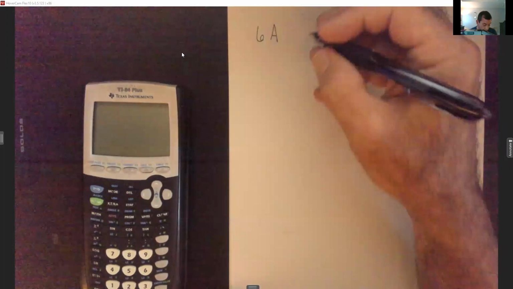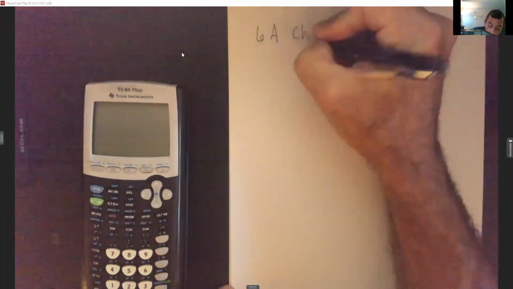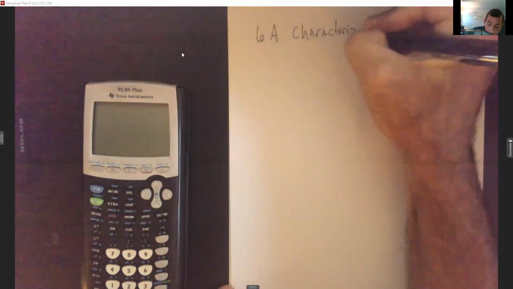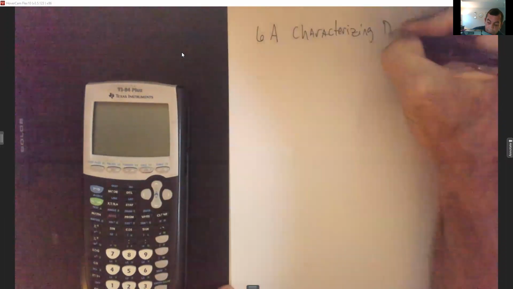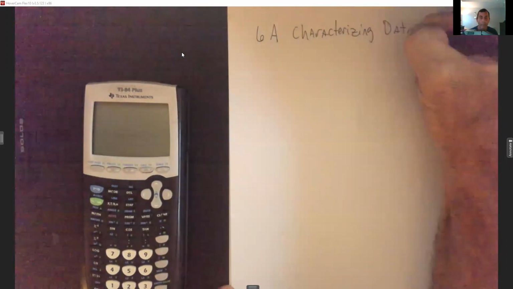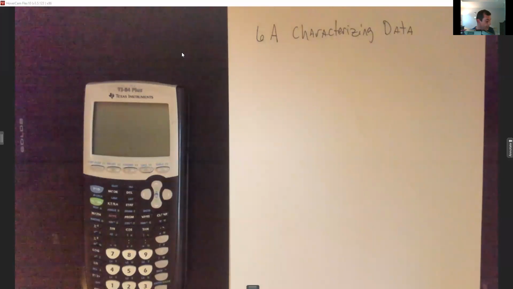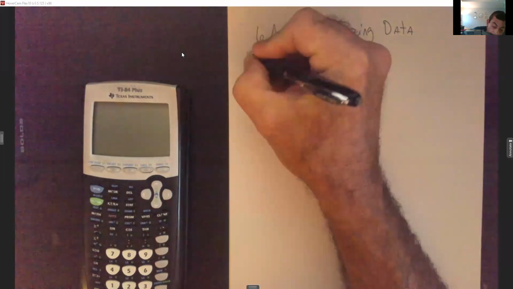Alright, y'all, so this will be 6A, and we'll be looking at what we call characterizing data. So what we're going to look at tonight is what we call a distribution. So I got a definition here for distribution.